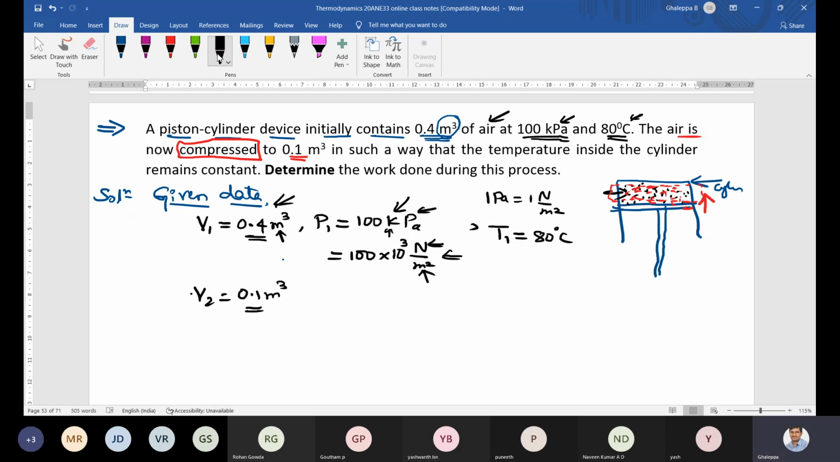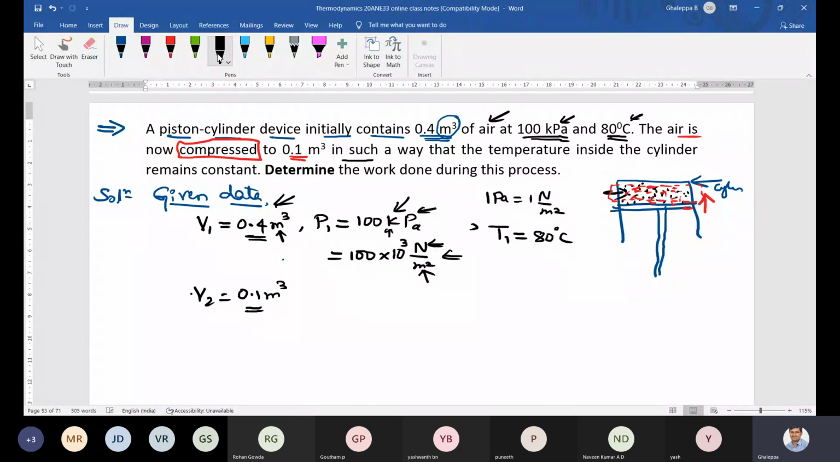If it is expansion, volume increases or decreases? Assume in place of compressed, air expands. Then volume will be more than 0.4 or less than 0.4? More than 0.4. Correct.